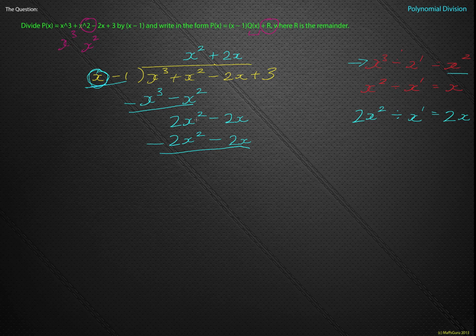So 2x squared minus 2x squared is 0. Not going to write that down. Minus 2x minus minus 2x actually gives me 0, and this time I am going to write that down. I've written an answer, and stupidly, like I didn't do before, I've now got to remember to move my plus 3 down, and we start again.